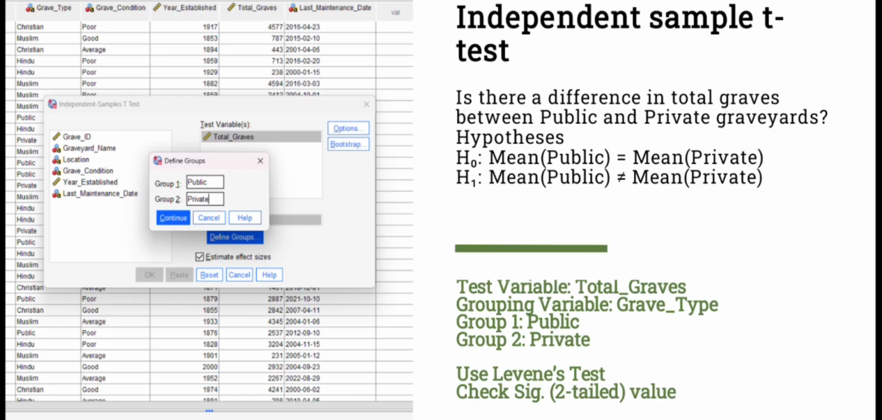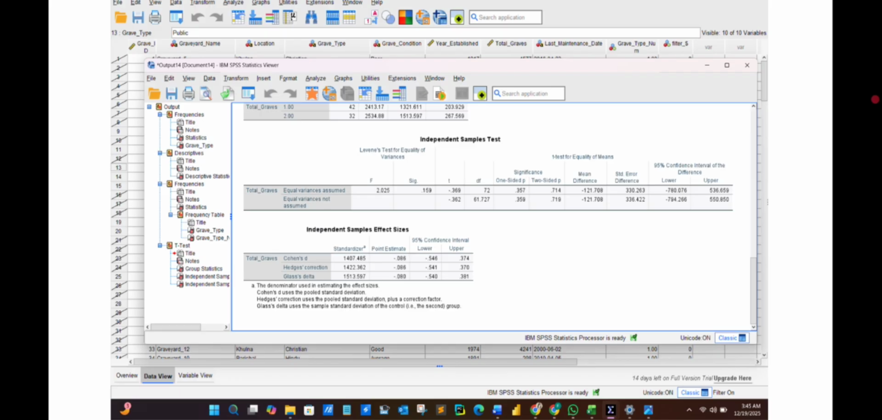Secondly, here is the independent samples t-test. The research question is: is there a difference in total graves between public and private graveyards? Hypothesis 1 is that the public mean equals the private mean, and hypothesis 2 is that the public mean does not equal the private mean. In the independent samples test, we see that Levene's test significance value is 0.159, which is greater than 0.05. So we assume equal variances.